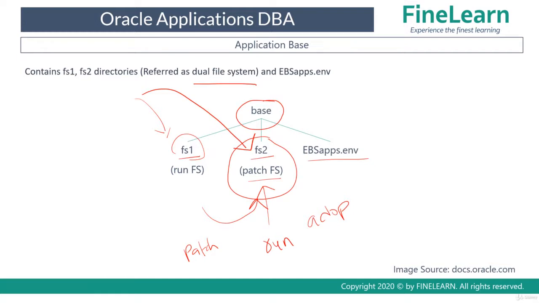In detail, we'll be seeing more in detail about the ADOP, AD online patching, how the dual file system works, and also something called database edition redefinition. So all these editioning features of database and everything we'll be seeing in detail in the ADOP or online patching chapter. And apart from these two directories, we also have something called Ebs Apps.env, and this one will help you set the environment to either connect to run file system or to connect to the patch file system. So we'll be seeing in detail how to run this.